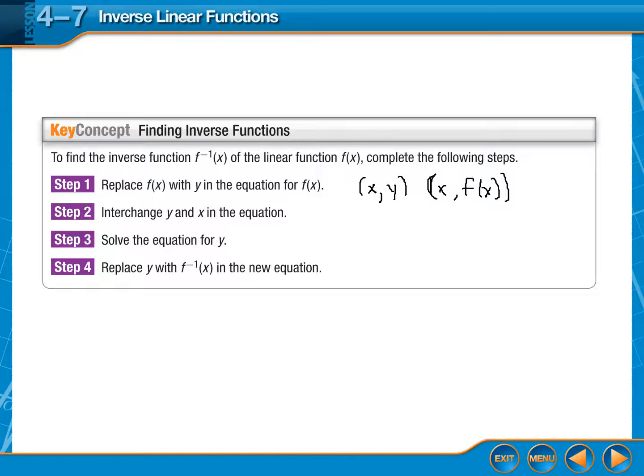So that's what our first step is. We replace f of x with y. And then, just like we did on the previous examples, we switch the location of x and y. The only difference now is in this case, we've got an equation, so we're actually going to switch the variables x and y in the equation. Then we resolve the equation for y, and then the last step is to replace y with our new notation, f to the negative first power of x, or the inverse of x, in our new equation. And you'll see what that looks like here.